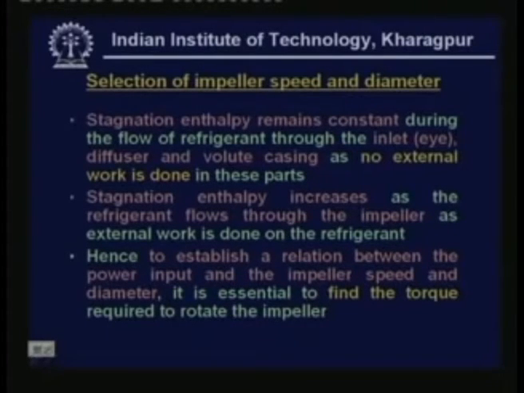So, the basic principle, as I have mentioned at the very beginning, is that you impart angular momentum to the refrigerant and then you convert the momentum into static pressure. Okay. So, work is required to impart the angular momentum to the refrigerant. So, we would like to find out what is the power input or what is the work input to the compressor. So, in order to find that, first we have to find out what is the torque to be imparted to the refrigerant. So, we first find the torque, and from the torque we find the power input.